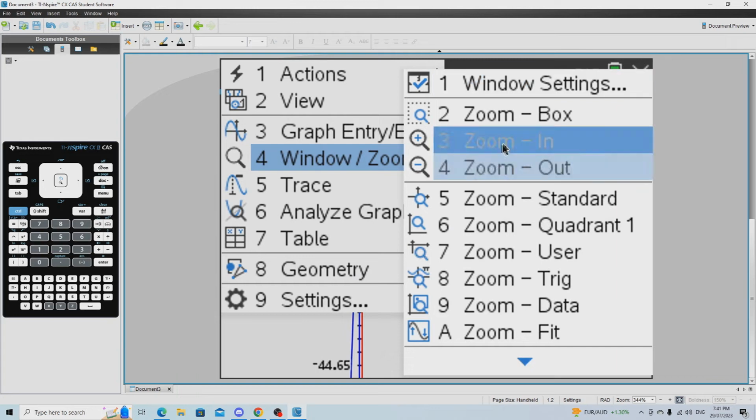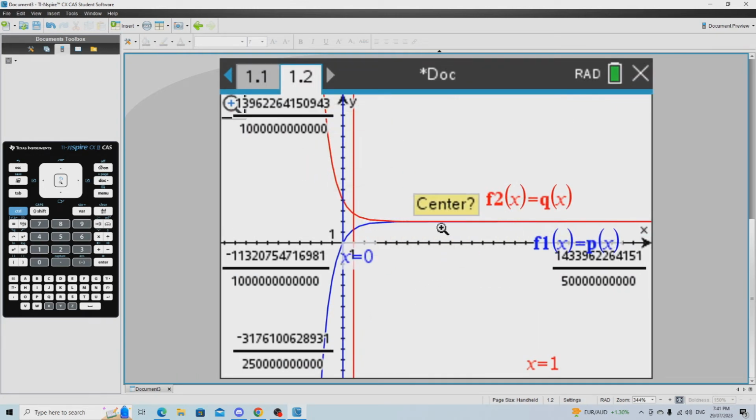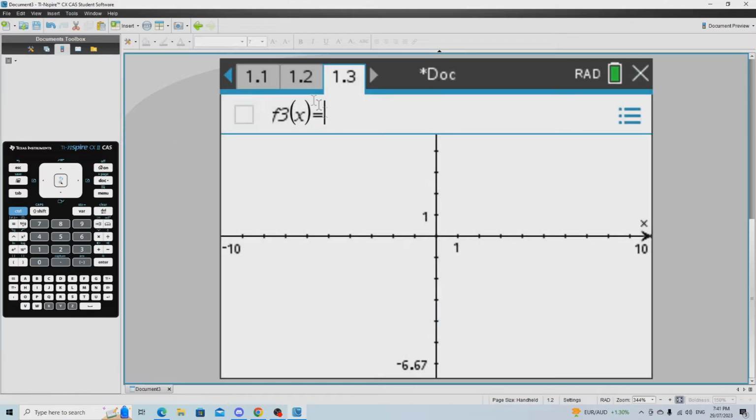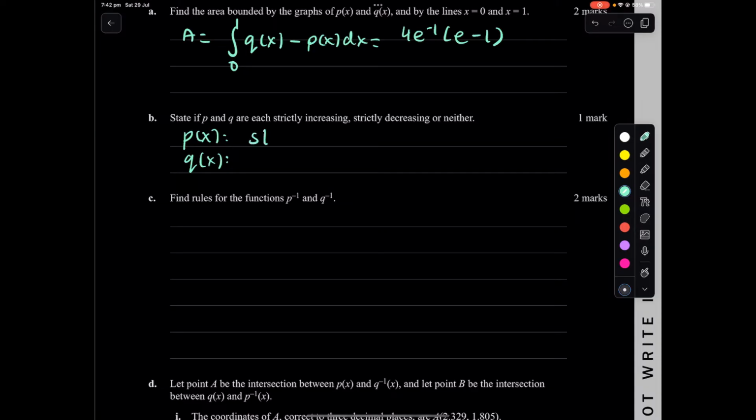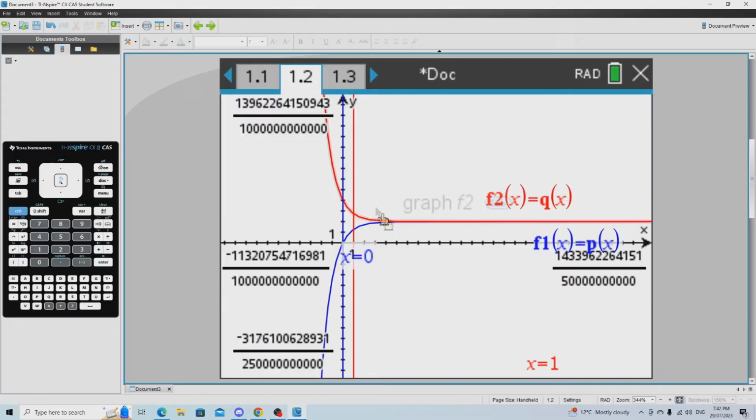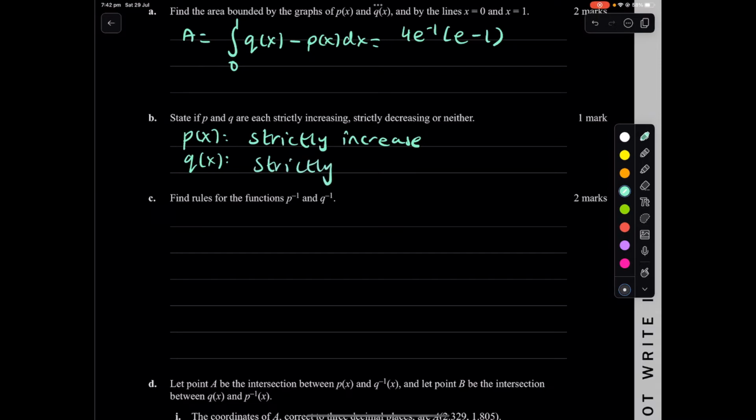So if we zoom in now, we can see p of x. If we look at p of x here, what can we see? Well, we can see that p of x is the blue graph. We can see that it's strictly increasing and then starts to become 0. But it's strictly increasing, so we can say that p of x strictly increases. And q of x is strictly decreasing. So we can say strictly decreasing. All right, let's go to the next question.